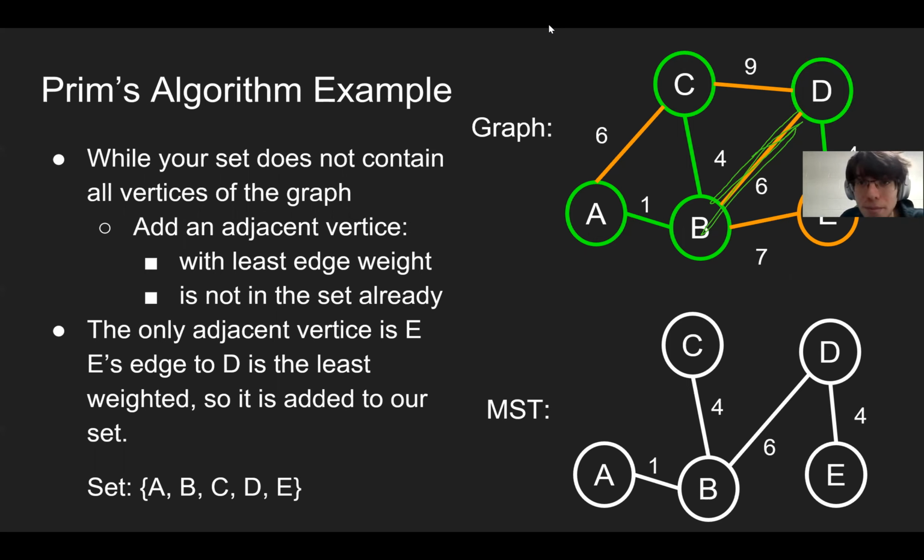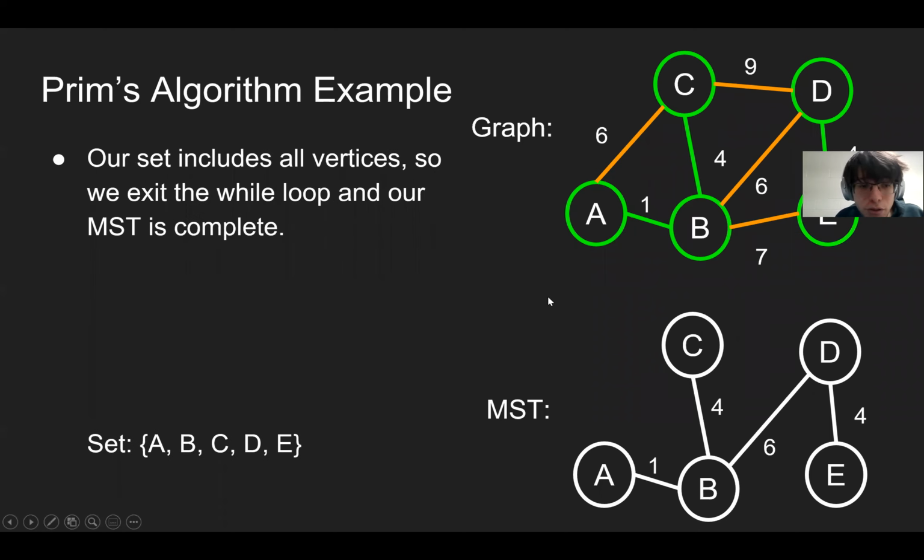And this is basically the minimum cost, the sum of all the connections that you could possibly have in this graph. Okay, so that's Prim's. Our set includes all vertices, so we exit the while loop and our MST is complete.